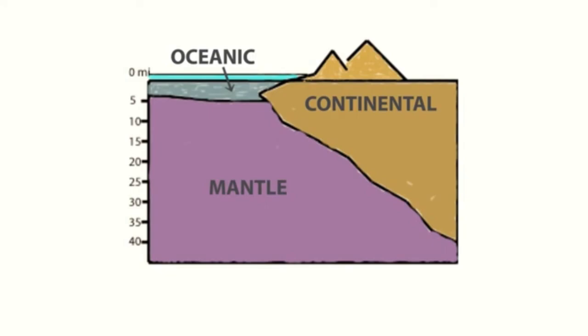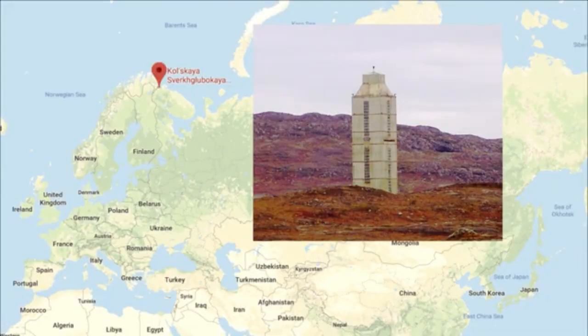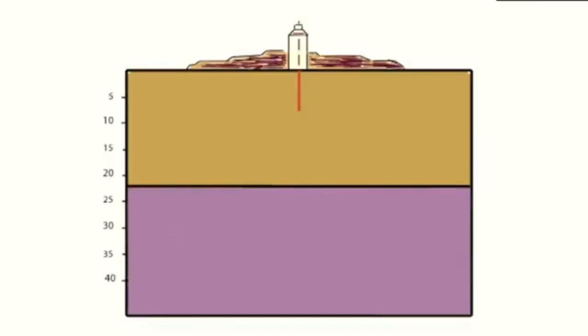We have drilled deeply into the continental crust before. In the 1970s, the Soviet Union drilled the Kola superdeep borehole to a depth of over 7.5 miles. The project stopped due to the extreme heat that was reached at the bottom of that hole. In general, we see an increase in temperature of around 75 degrees Fahrenheit for every mile deep in the crust. So the deeper we drill, the hotter it gets.